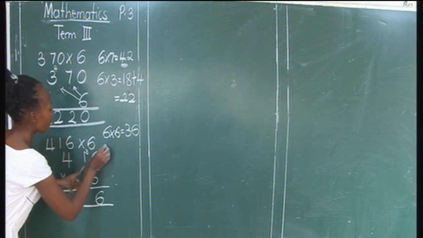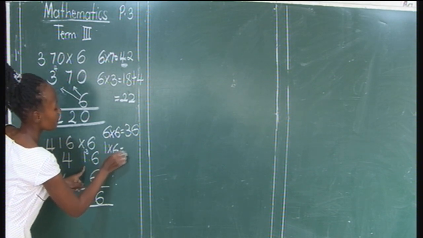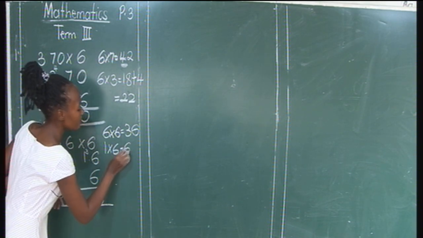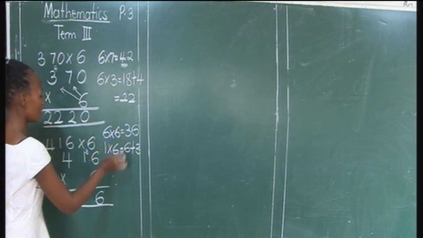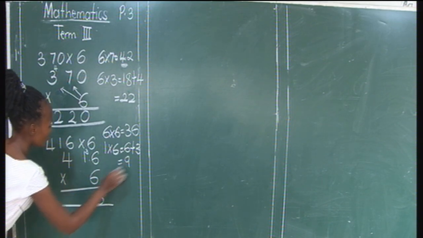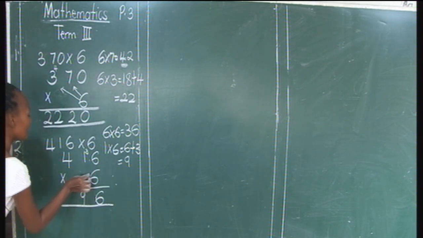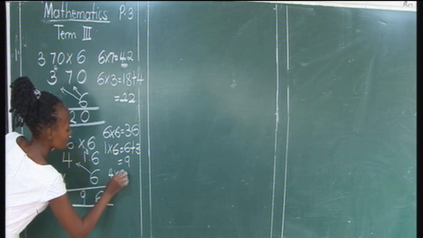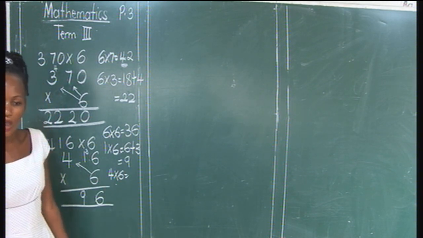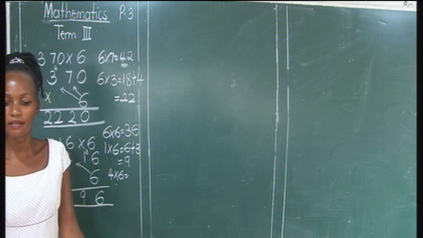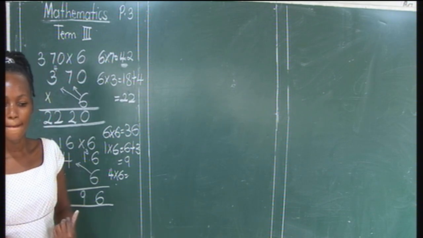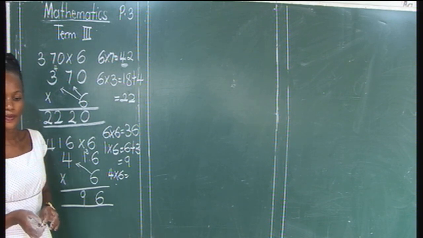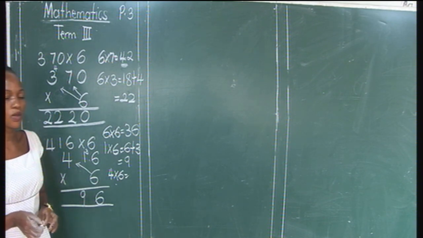There we shall have 1 times 6. 1 times 6, still obvious. The answer will be 6 plus 3, and that's 9. Write our 9. Then we also go to this. We shall have 4 times 6. Who can tell me what we get? 4 times 6, what do we get?